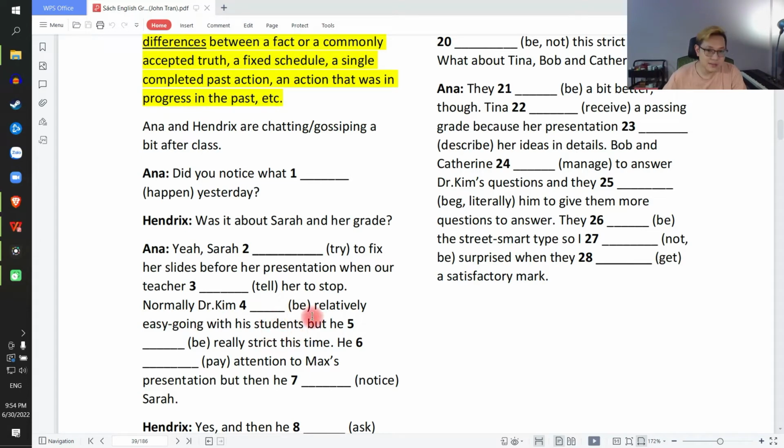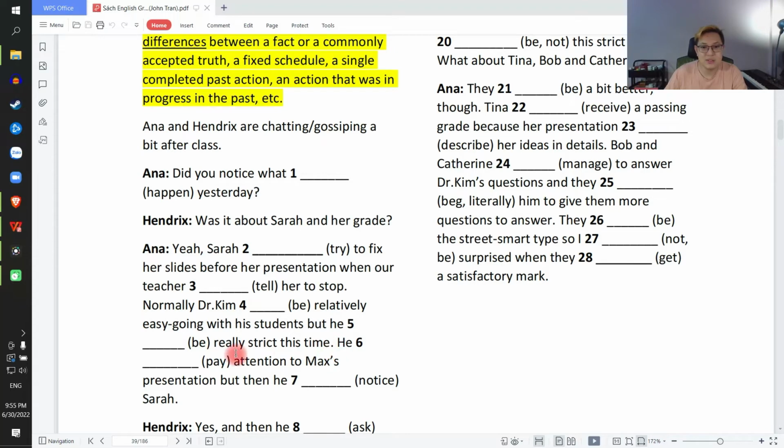Normally Dr. Kim is relatively easygoing. If you want to say that it's a fact that's still true, then you can use is. But you can also use used to be if you say that, okay, it's a past habit, but now no longer true. Cái số 4 có thể là is nha, nếu mà là cái chuyện ông Kim khá là dễ dãi với sinh viên, học sinh, nó là một cái sự thật hiển nhiên đến bây giờ vẫn đúng, thì là is. Còn nếu mà nó là một cái thói quen quá khứ mà giờ không còn đúng nữa là used to be. But number 5, but he was really strict this time. So this time was only one time, right? So was really strict this time, past simple.